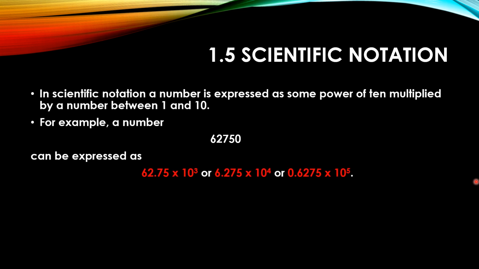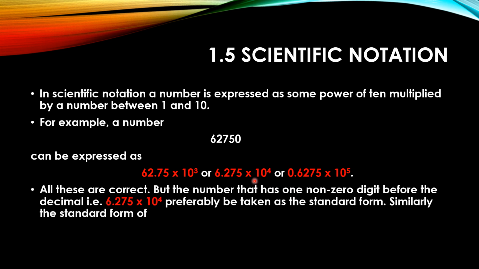For example, the number 62750 can be expressed as 62.75 into 10 raised to the power 3, or 6.275 into 10 raised to the power 4, or 0.6275 into 10 raised to the power 5. All these are correct, but this one, 6.275 into 10 raised to the power 4, is preferable. Why? Because it is considered a standard form, and whenever we have to write some expression in scientific notation, we will choose this method. How can we write an expression in standard form?